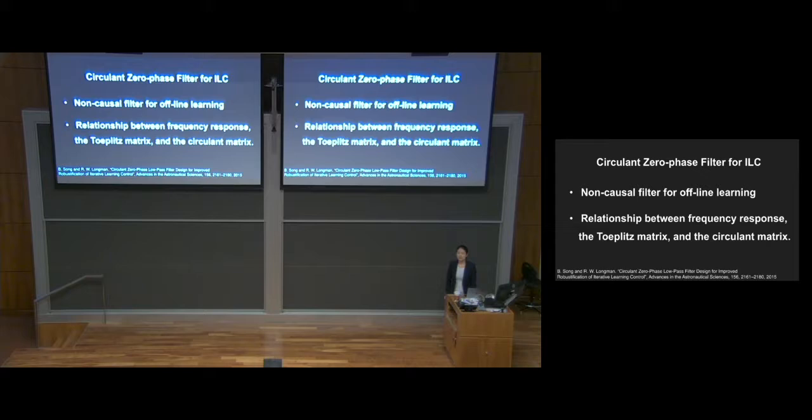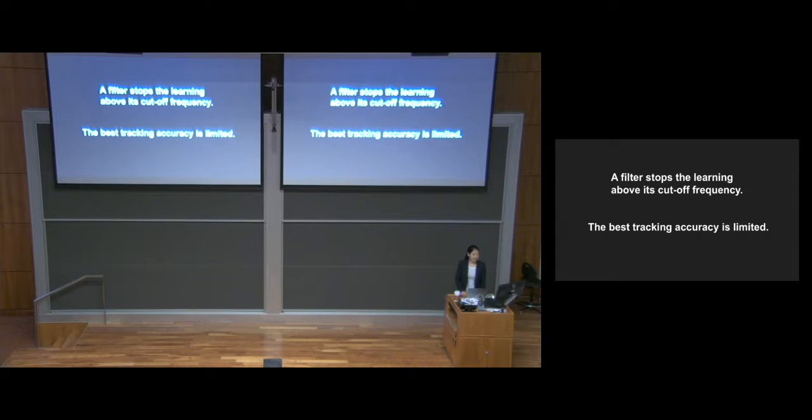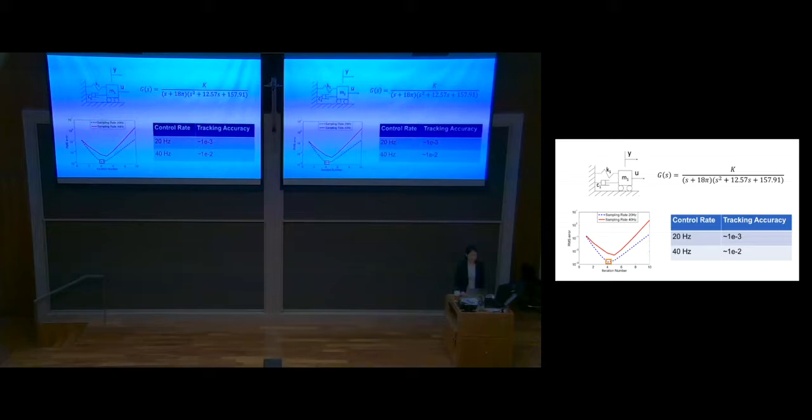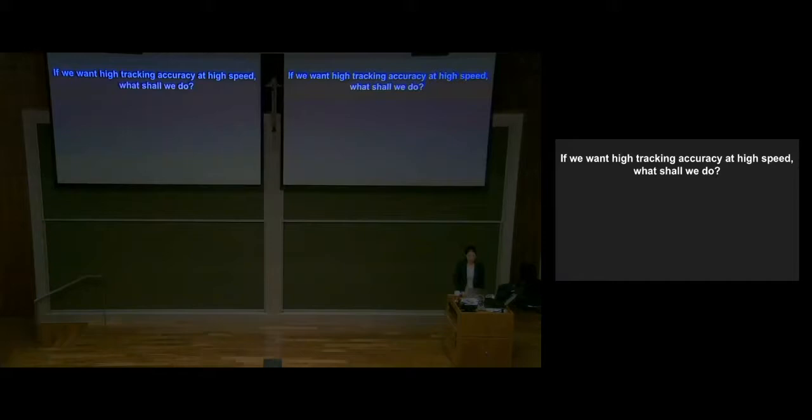Okay, come back to the topic of ILC. Now we can use a filter to stop the accumulation of tracking errors. But at the same time, this filter stops the learning above its cutoff frequency. That means the best tracking accuracy is limited. For this example, if we use control rate 20 Hz, the best tracking accuracy will be 1e-3. If we use a control rate of 40 Hz, the best tracking accuracy will be 1e-4. The higher the control rate, the lower the tracking error that can be achieved, but a higher control rate can speed up the hardware. So what can we do if we want high tracking accuracy at high speed?